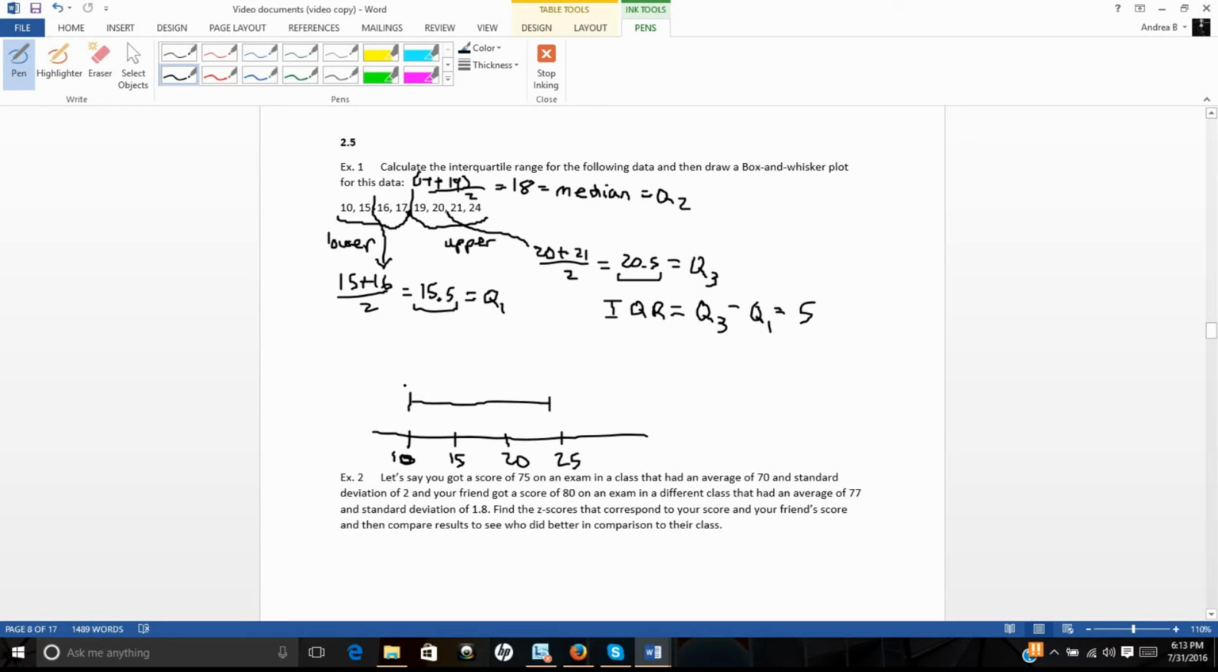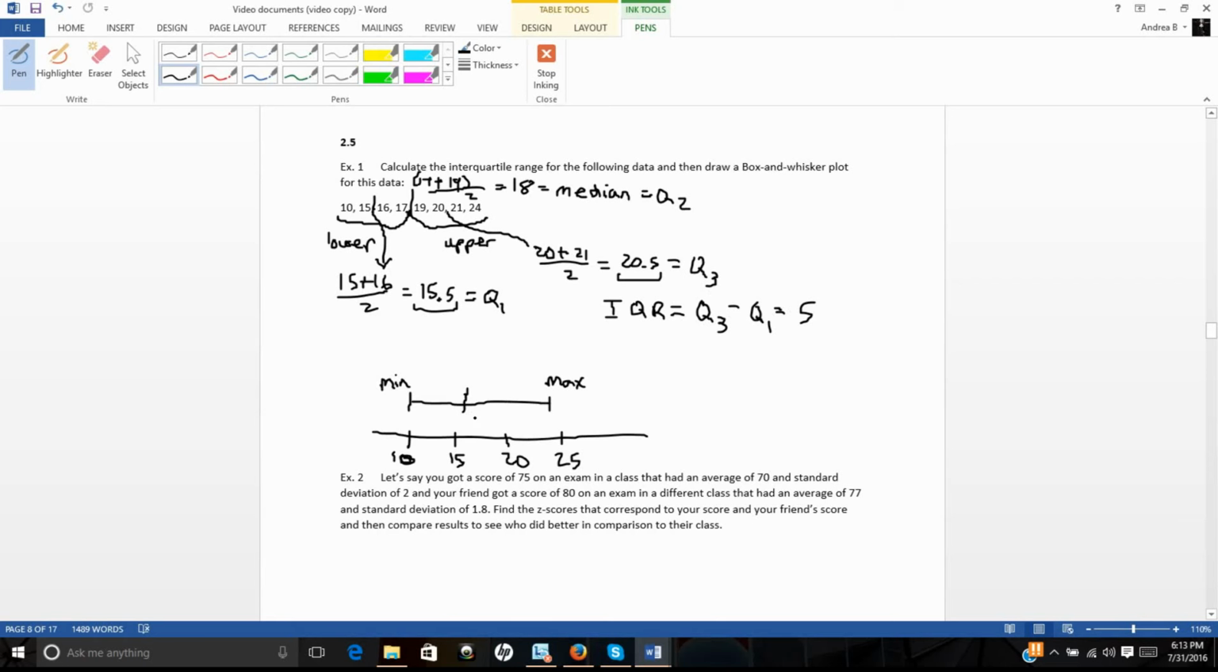So right now we have this value down here, remember, is your minimum, the smallest value in your data. 24 was the maximum, that's the upper end here. And then the box part has to do with your quartiles. So Q1, the 15.5, is going to be the bottom part of the box.